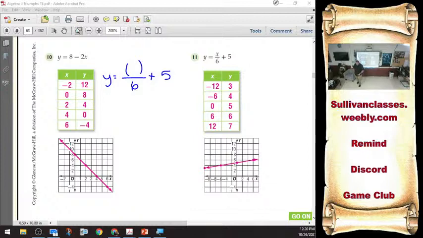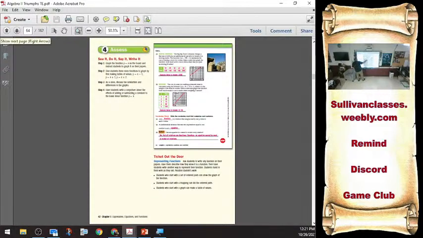I could pick other numbers. They're just going to give me gross y values. I can still do it. It's just if we can avoid nasty numbers, we're going to avoid nasty numbers. Okay. Then we had some word problem business.